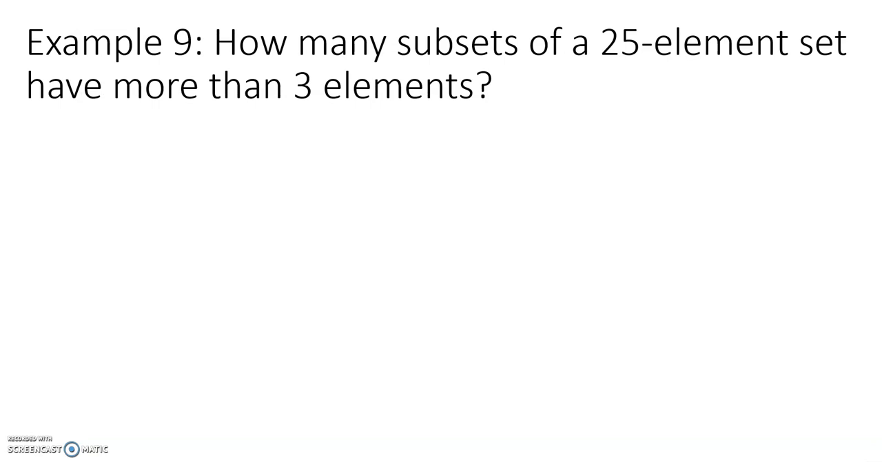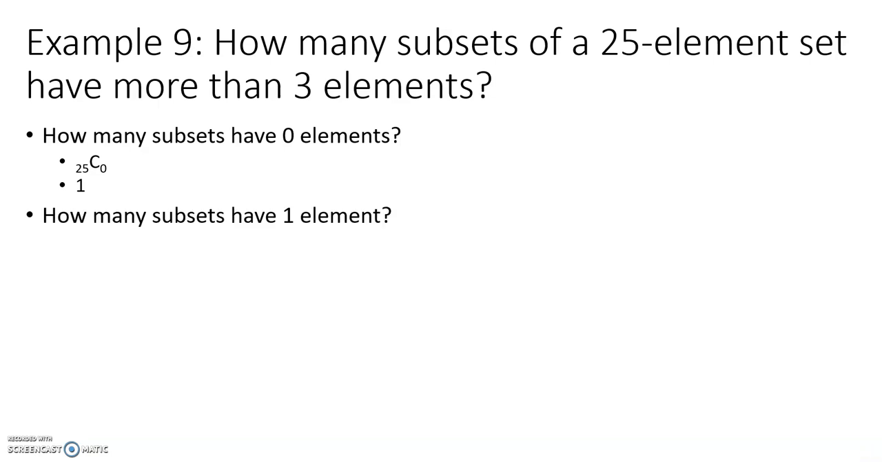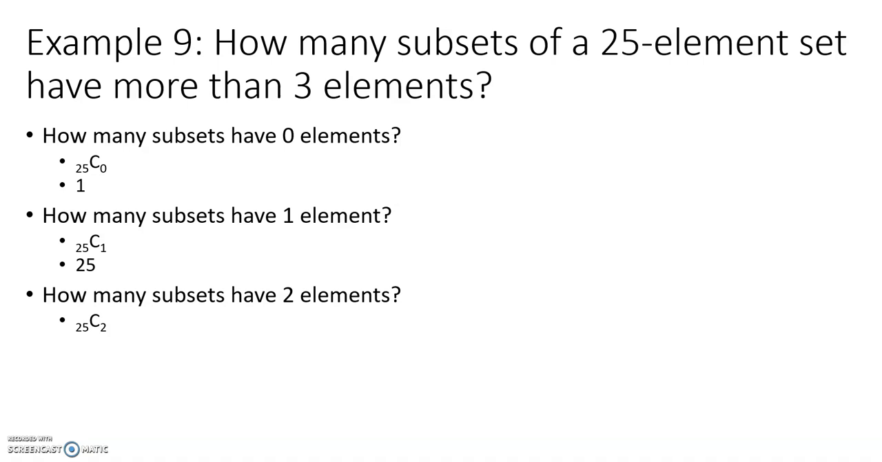Example 9. How many subsets of a 25-element set have more than 3 elements? How many subsets have 0 elements? Doesn't matter the order, so it's 25 choose 0, which is 1. How many subsets have 1 element? 25 choose 1, and there are 25 subsets with 1 element. How many subsets have 2 elements? 25 choose 2, 300.